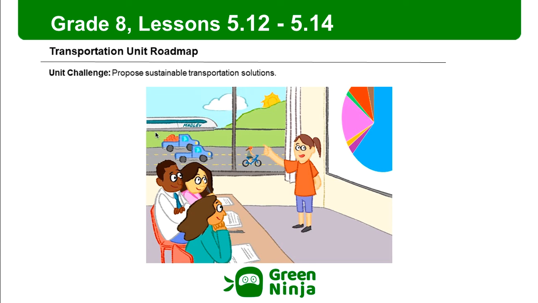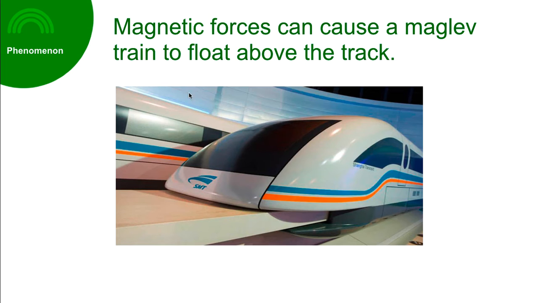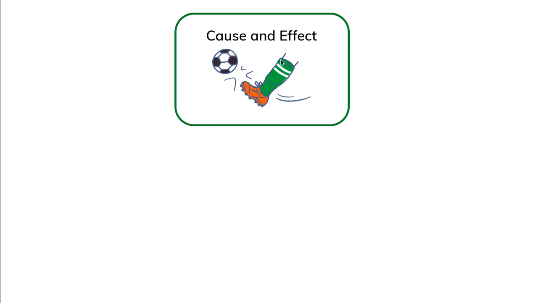In this section, we look at how magnets can help maglev trains travel with less friction. We'll need to investigate the properties of magnets and electromagnets to figure out how they cause a maglev train to float above the track. Let's look at cause and effect a little more closely.